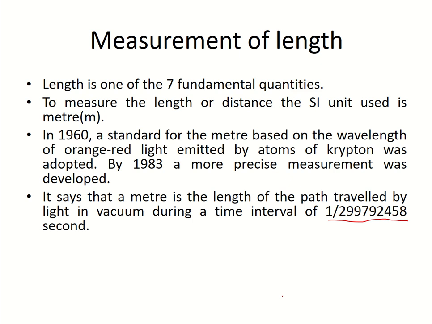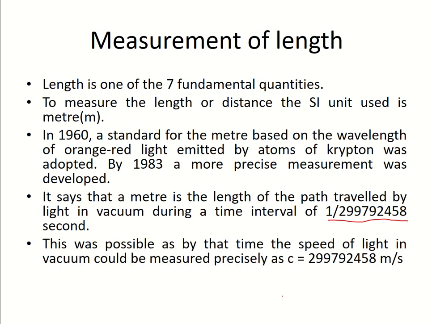Okay, and this was possible as by that time the speed of light in vacuum was measured precisely as c is equal to 299792458. We normally write it as in a round figure 3 into 10 raised to 8 meter per second, but to be precise this is the value.